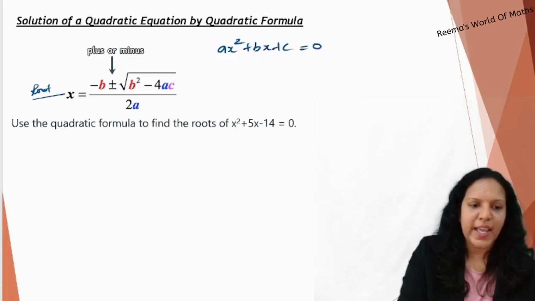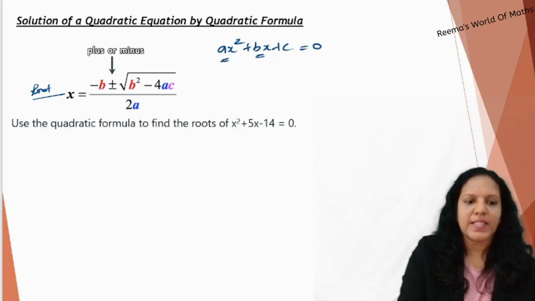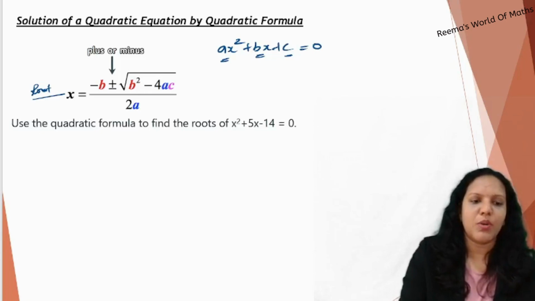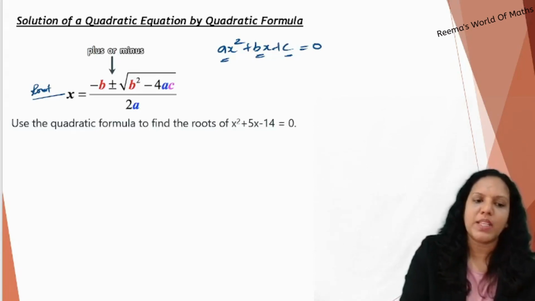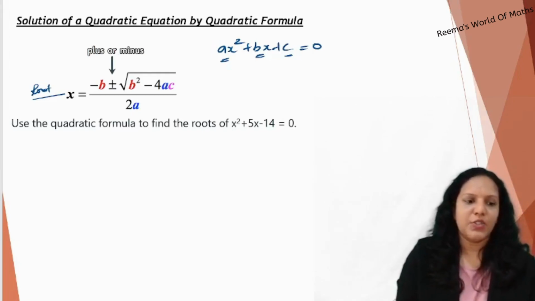So here b is the coefficient of x, a is the coefficient of x squared, and c is the constant term. So the formula is minus b plus or minus the square root of b squared minus 4ac, divided by 2a. So let's do one question.